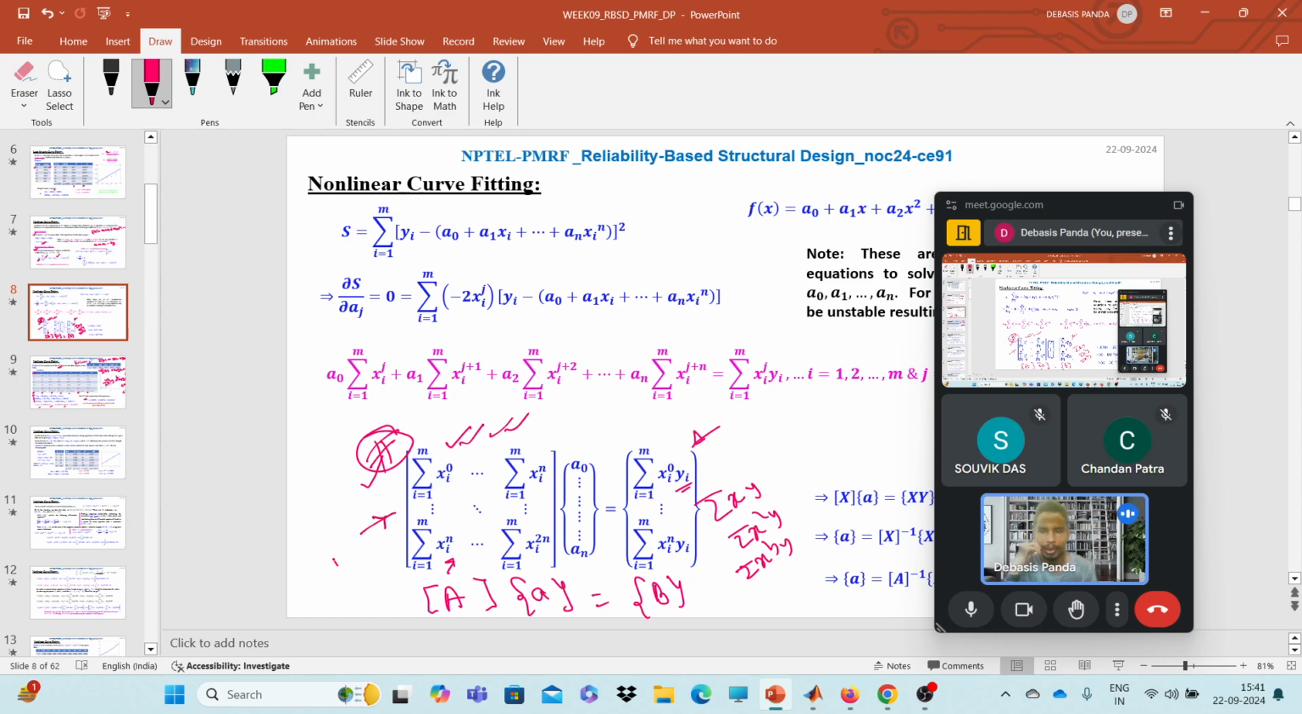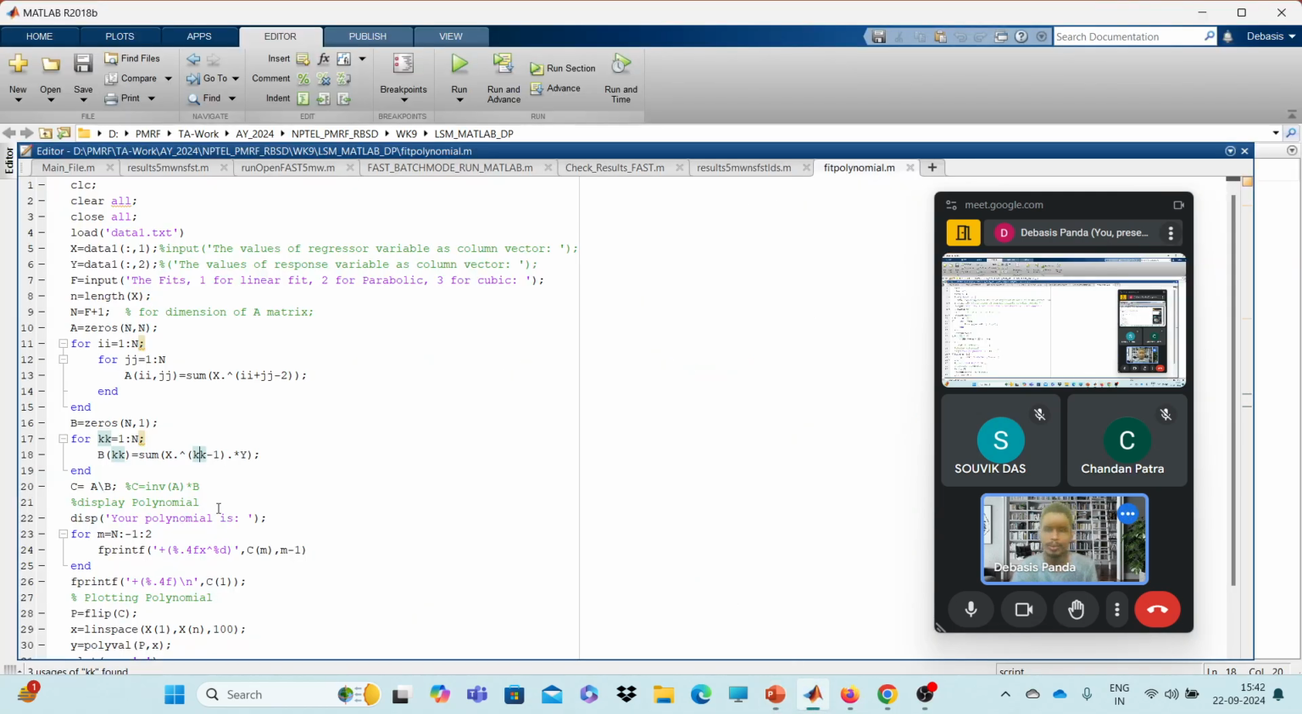We have formulated A, we have formulated B. Now we need to find the unknown coefficients. The unknown coefficients will be nothing but A inverse of B, so we need to invert it. Here I have considered C, you can consider A also, equals A inverse of B. That means the C's are stored.